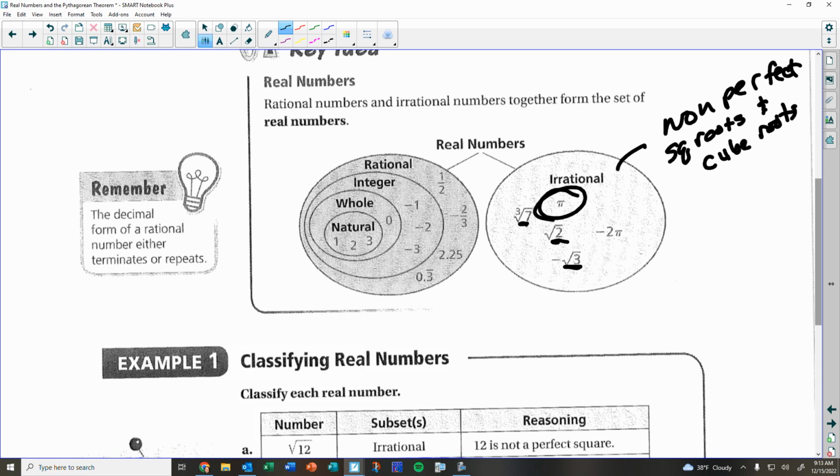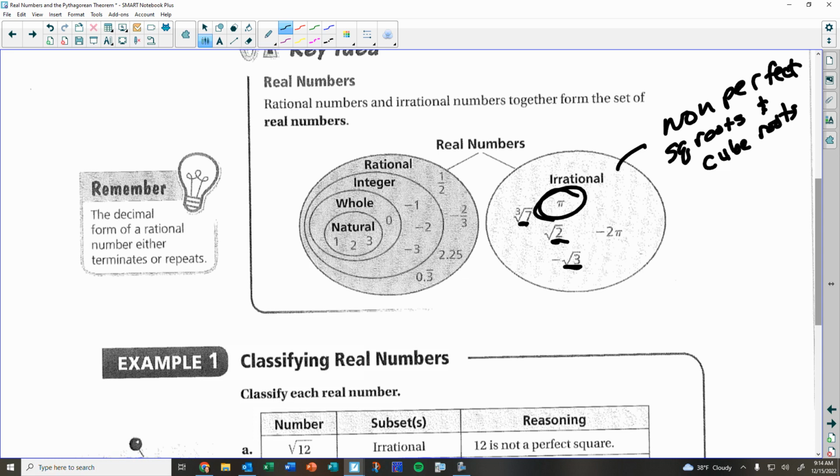You can see there are a lot of classifications in the rational part. Remember, we've talked about that, right? Natural numbers 1, 2, 3, 4, which are also part of whole numbers, but you add 0, which are also part of integers, which add negatives to it, which are also part of rational numbers, which adds fractions, terminating decimals, repeating decimals. So there's so many subsets of rational numbers. There's only one type of irrational number.